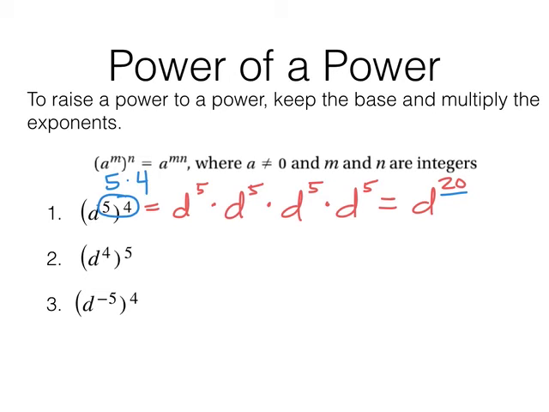So what we are learning right here when they say multiply those exponents is not necessarily a rule, it's a shortcut so that we don't have to write it out every time. What's d to the 4th raised to the 5th power? Well, again, keep the base and multiply your exponents. How about d to the negative 5th raised to the 4th power? Keep the base and multiply the exponents. And finally, rewrite with no negative exponents in our final expression.